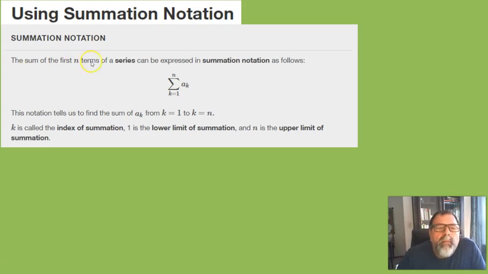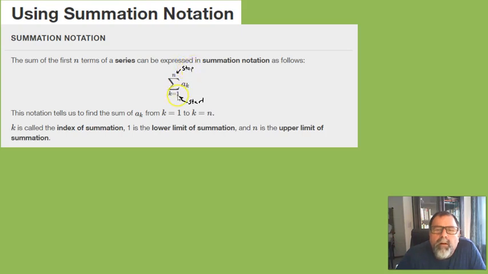Summation notation, the sum of the first n terms of a series can be expressed in summation notation as follows. So we use the Greek letter sigma here, and on the bottom this is k equals 1. That's what we call the lower limit of summation. Okay, so that's where we start. And then n is the upper limit of summation. That's where we stop. So we got start, stop. That's kind of the way I think of it. Start, that's your initial value. And that's your terminal value. Stop.